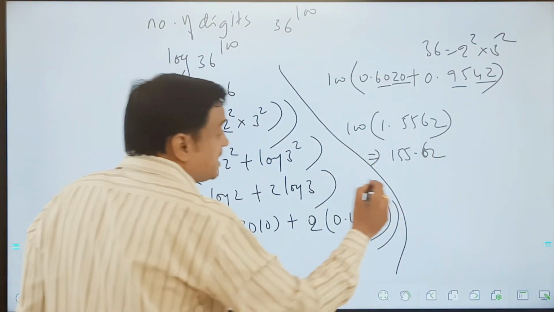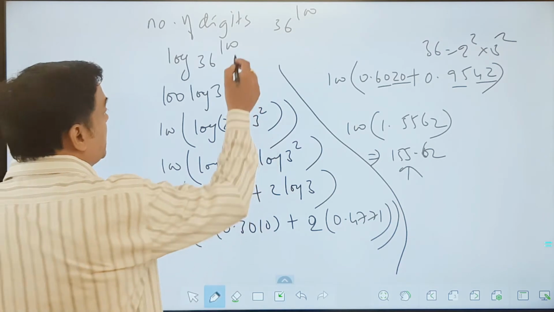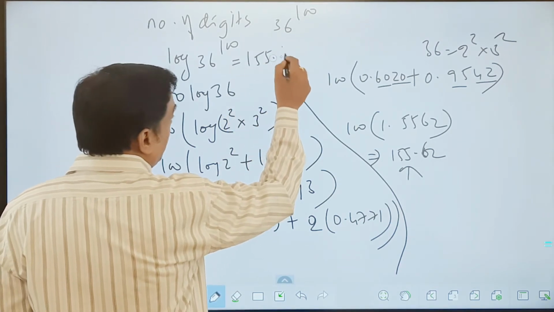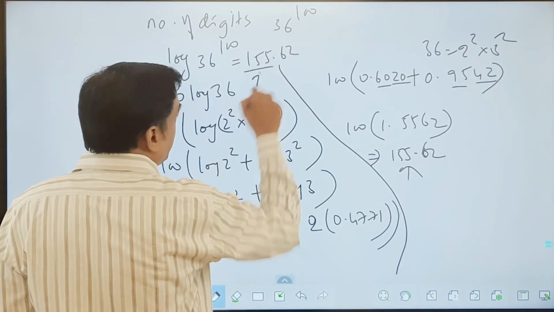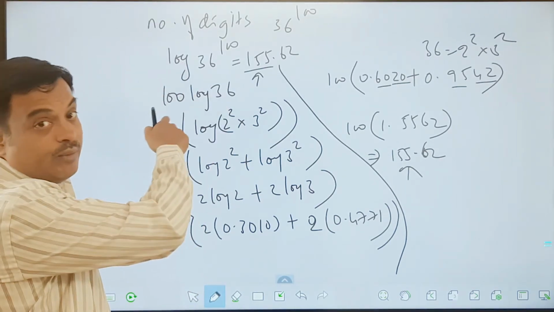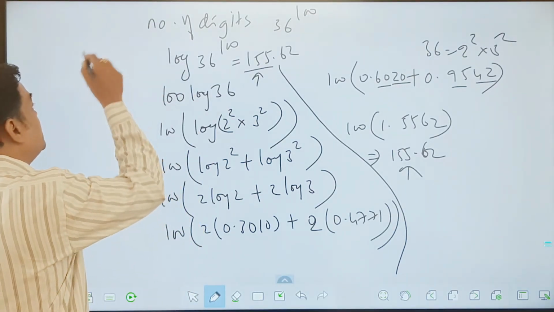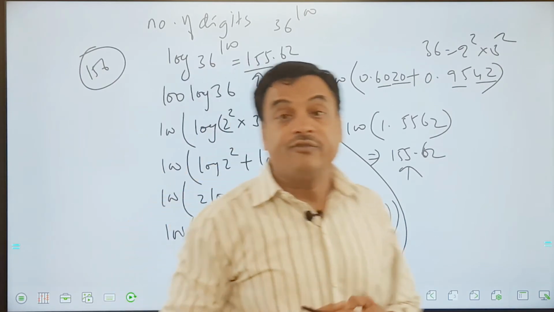Fair? So what is the characteristic value I got? 155. So this is equivalent to 155.62. The characteristic value is 155, which is one short of the number of digits. So it will have 156 digits is the final answer for me.